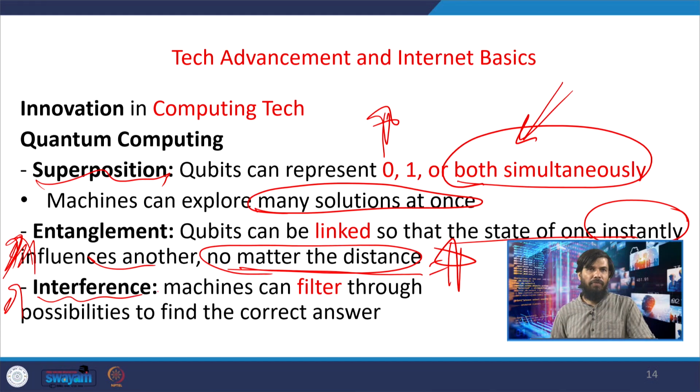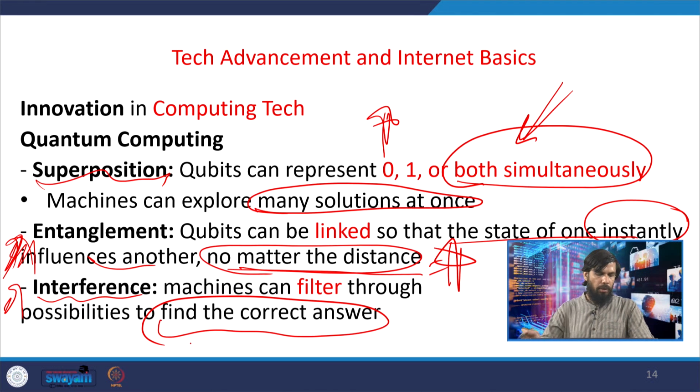So, machines can filter through different possibilities to find the correct answer. This interference supports filtering, and therefore machines can explore much better, and that also improves some of the computing scenarios. Right. So, these are the three important attributes of quantum computing, and that will push the future of computing further.